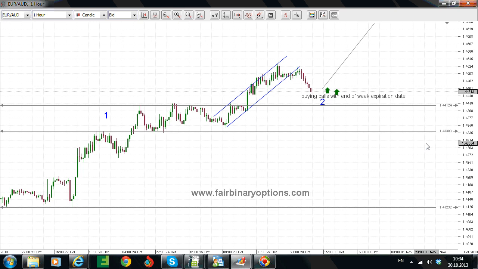So let's see what the market has to show here. So buy calls with end of week expiration date. This is our recommendation for the day.